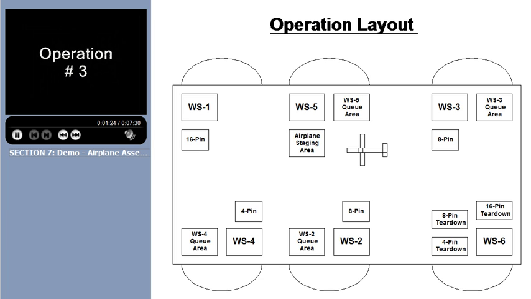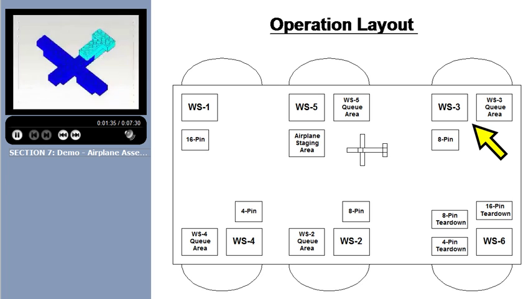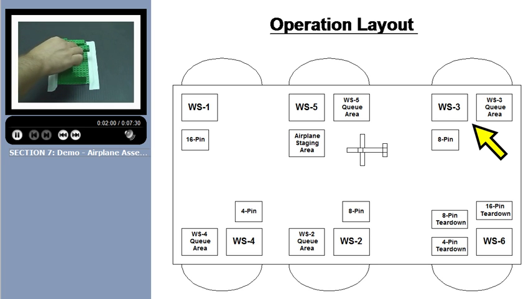Operation 3 requires 3 8-pin blocks of raw materials. These are assembled at Workstation 3. The operator adds to the tail section. Once the tail section has been added, the operator checks the plane for length using a checking fixture.